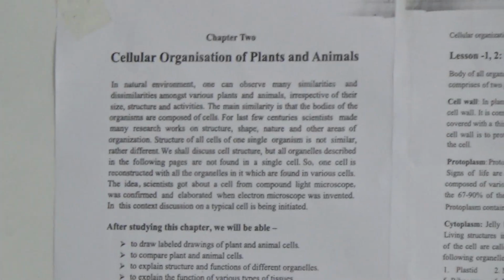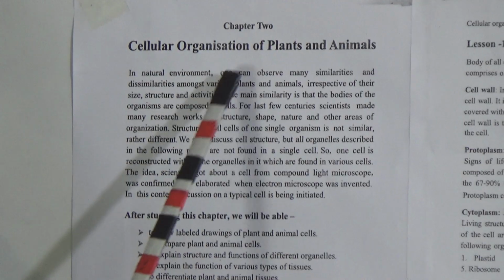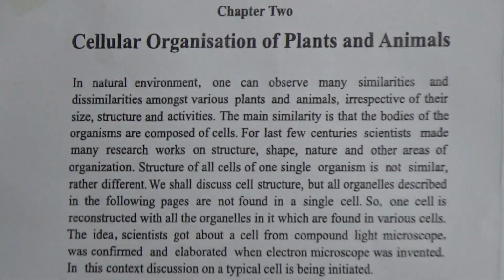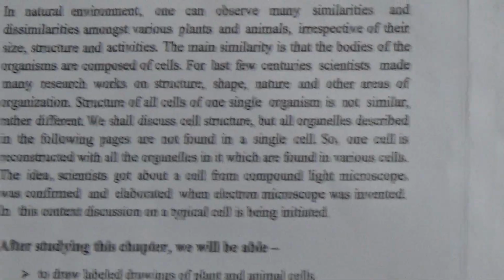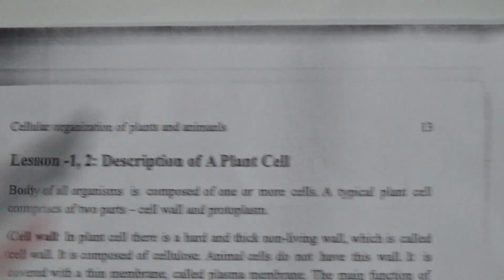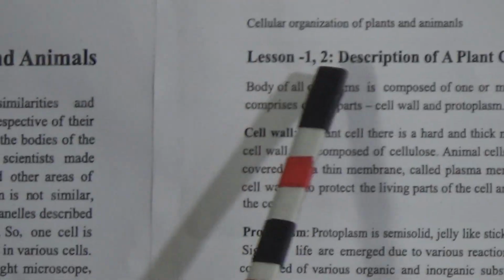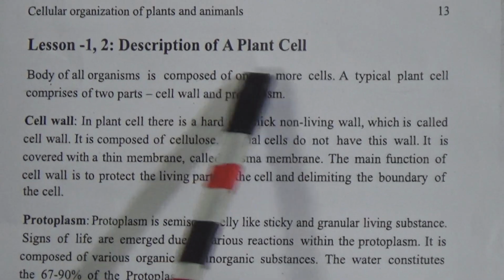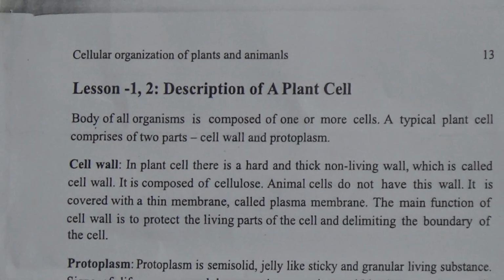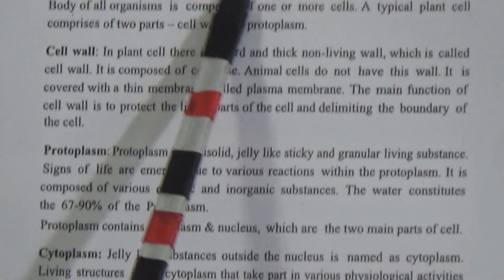Look at here. This is chapter 2 and the name of this chapter is Cellular Organization of Plants and Animals. This is page number 13 of your science book, and here is lesson 1 and 2, description of a plant cell. At first we will learn about the description of a plant cell.